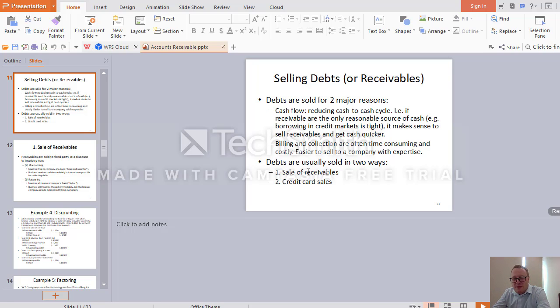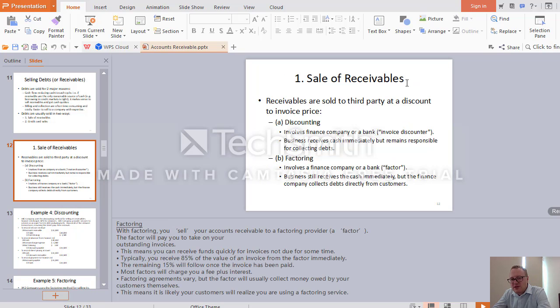So there are two methods of selling the debts: sale of receivables and credit card sales. So let's talk about sale of receivables. There are two methods here when you sell the receivables. The first method is discounting. The second method is factoring.